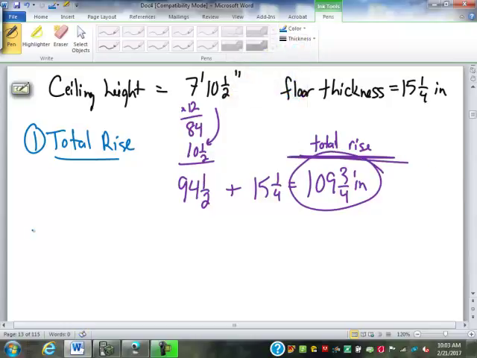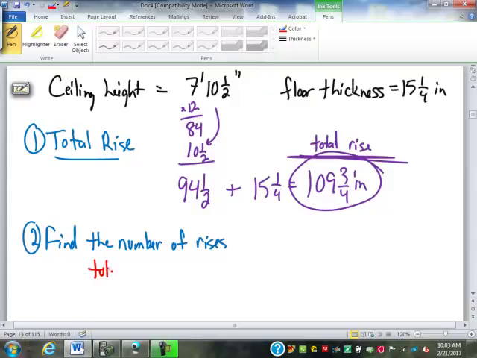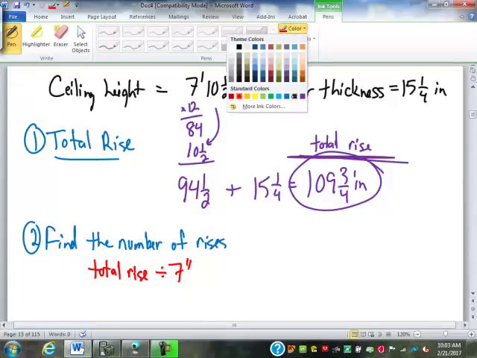Step 2, I'm going to adjust this a little bit. Instead of listing it all as one step and doing A, B, and C, I'm just going to list it as separate steps. Find the number of rises. So to find the number of rises, it is total rise divided by that 7 inches, that proposed rise.